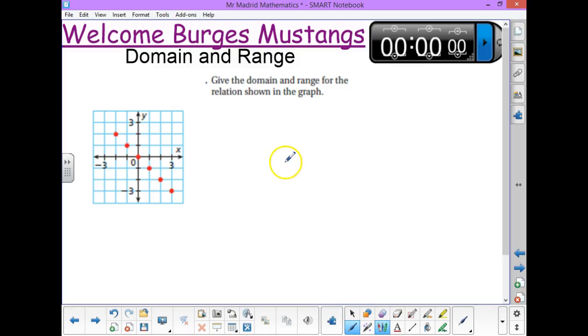Hi guys, we're going to be looking at three problems today. Okay, the first one says give the domain and range for the relationships shown in the graph. Okay, the first thing you want to do is write the ordered pairs for something like this.